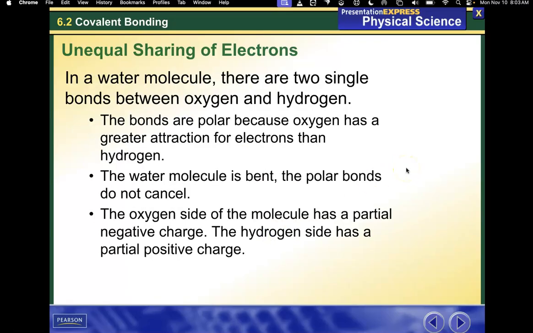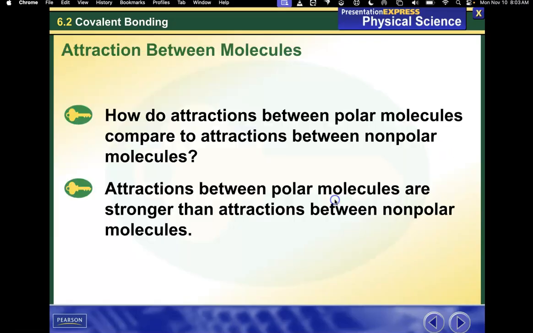In a water molecule, there are two single bonds between oxygen and hydrogen. The bonds are polar because oxygen has a greater attraction for electrons than hydrogen. The water molecule is bent. The polar bonds do not cancel. The oxygen side of the molecule has a partial negative charge. The hydrogen side has a partial positive charge.